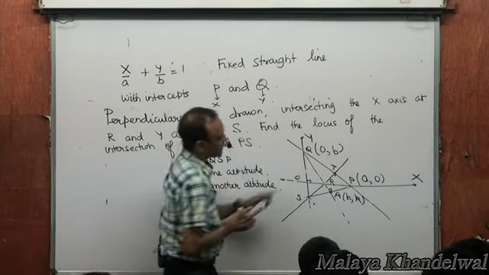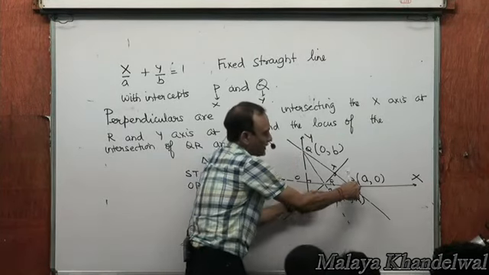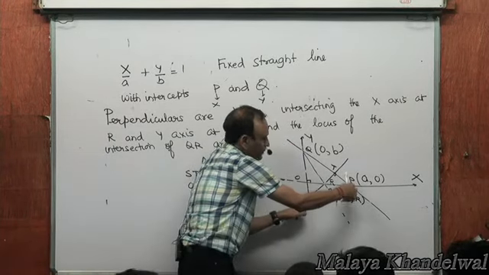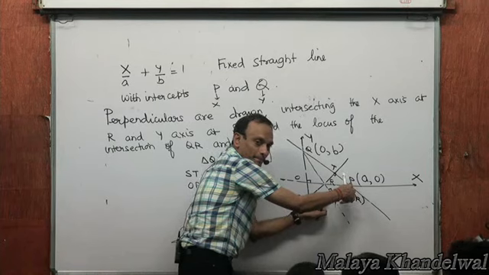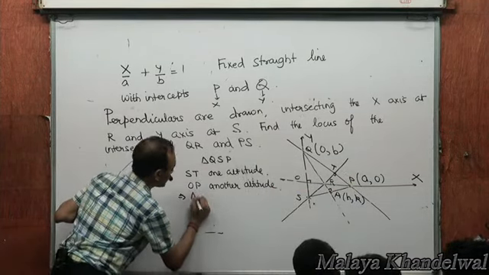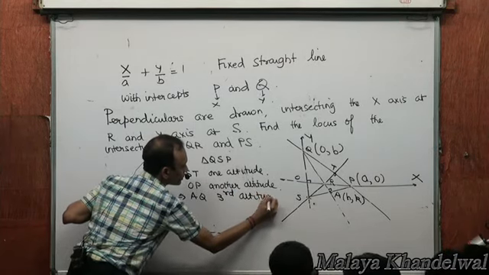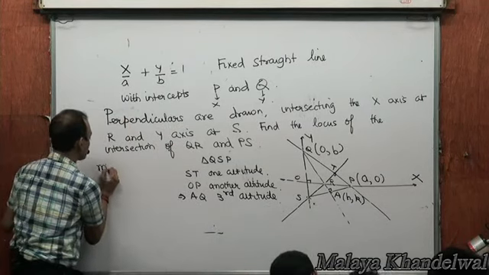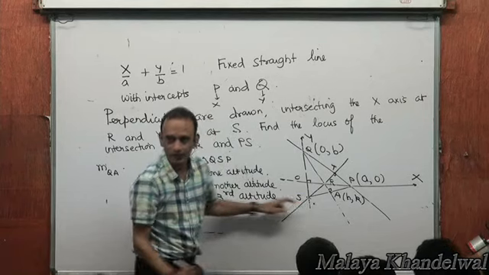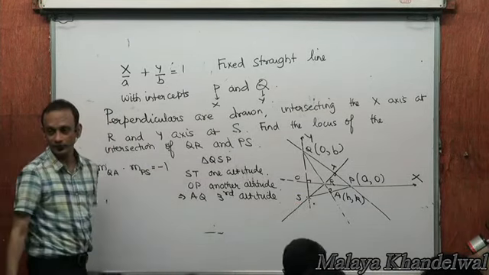Very clearly then, AQ is perpendicular to PA, yes or no? If this is the third altitude, then AQ must be perpendicular to PS and therefore PA. So AQ is the third altitude, and if AQ is the third altitude, slope of QA into slope of PS is -1. Right?